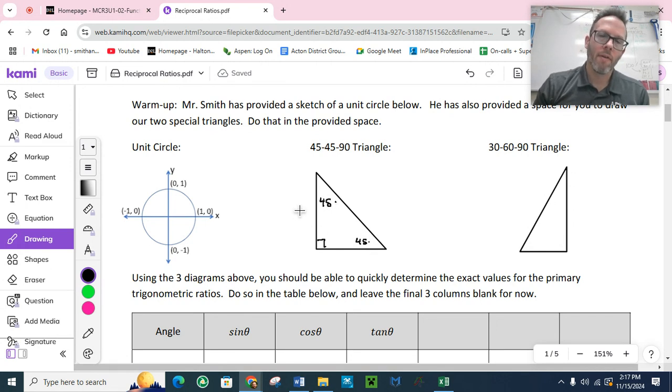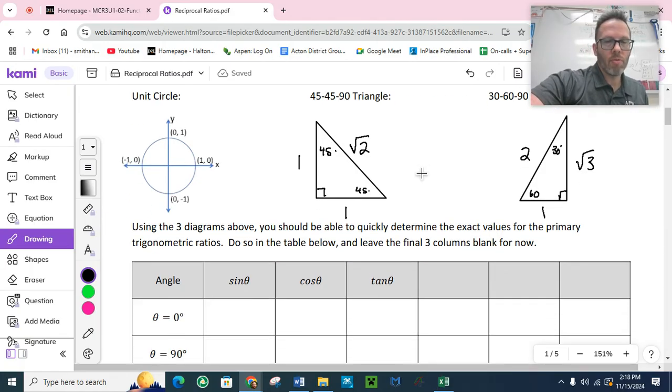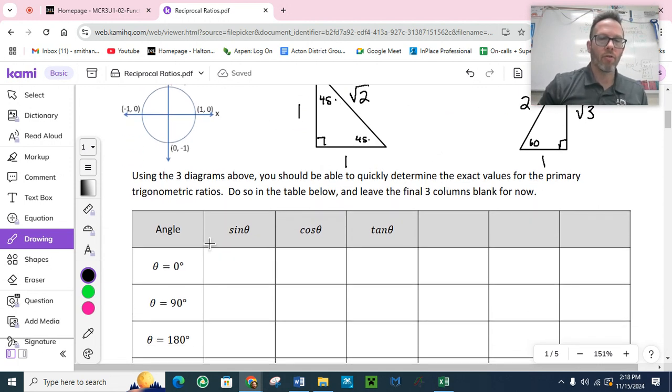So your 45, 45, 90: draw an isosceles triangle with side lengths of 1, and then the Pythagorean theorem says the hypotenuse is root 2. And then your 30, 60, 90 triangle is an equilateral triangle cut in half. That triangle had side lengths of 2. Cut the bottom in half is 1. And the Pythagorean theorem gives root 3. So maybe I can do 2 of these with you, and then have you try the rest as a bit of a warm-up exercise.